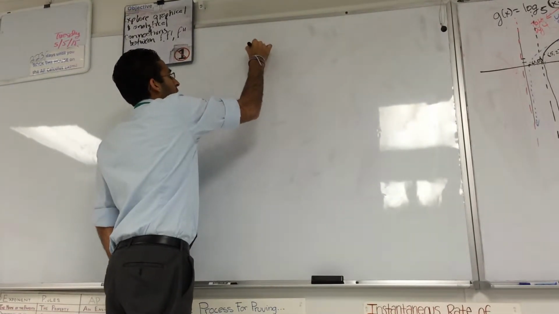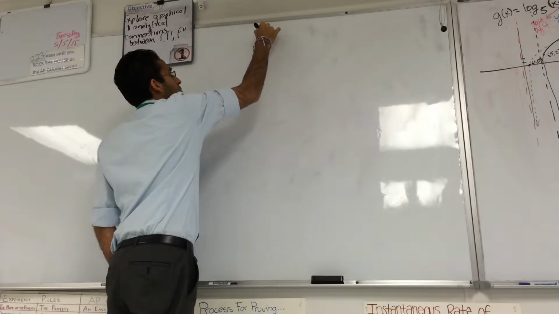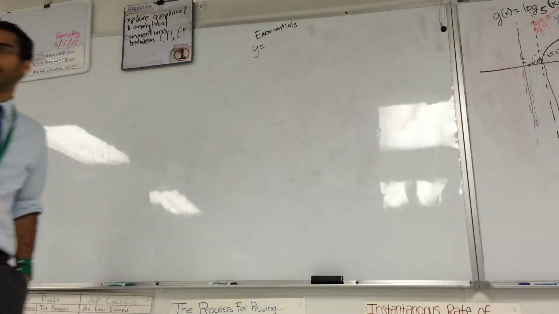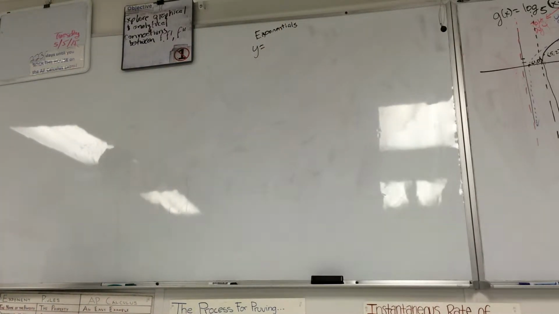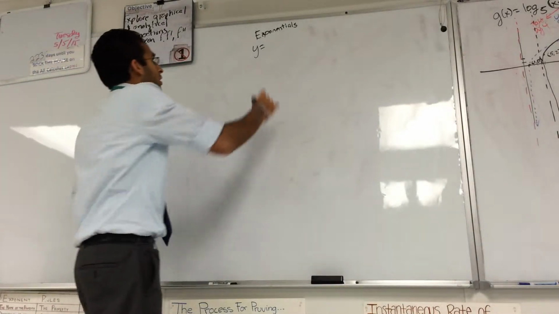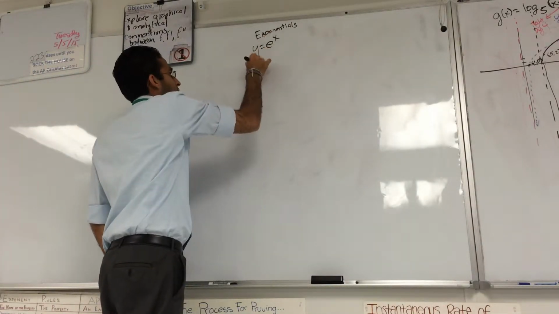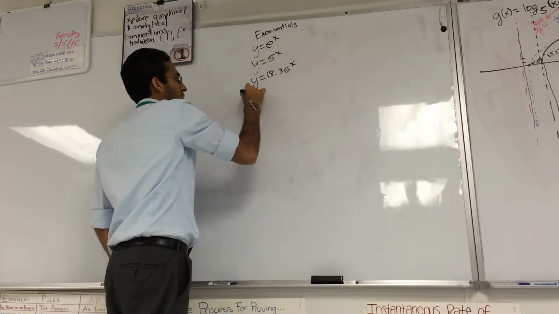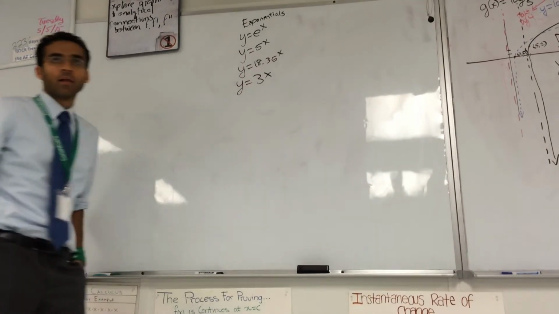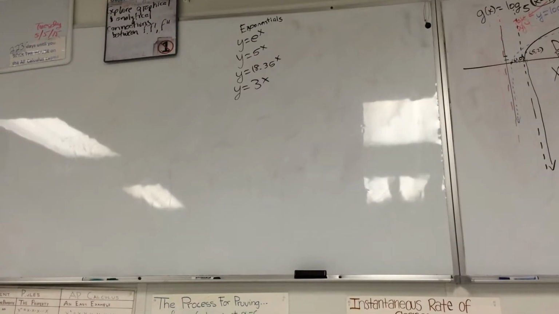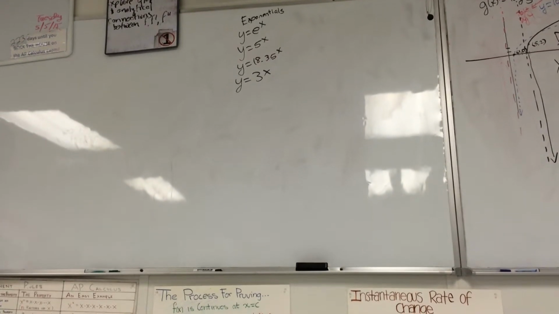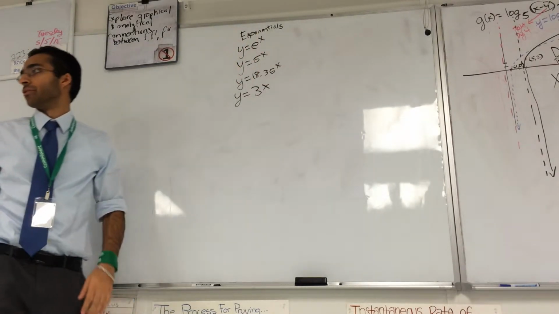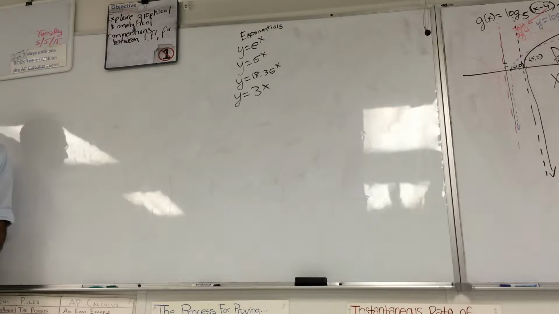So exponentials, y equals... So y equals e to the x, y equals 5 to the x, y equals 18.35 to the x, y equals 3 to the x. All these are exponential functions. Exponential, the x is in the exponent. That's it. That's what we mean. Exponential functions, the x is in the exponent. That's all we mean.